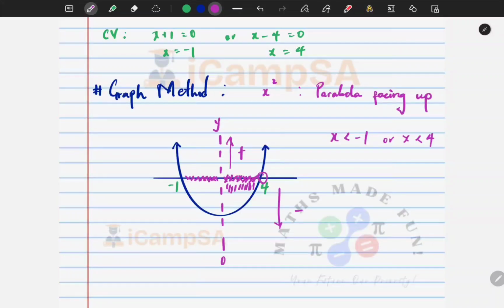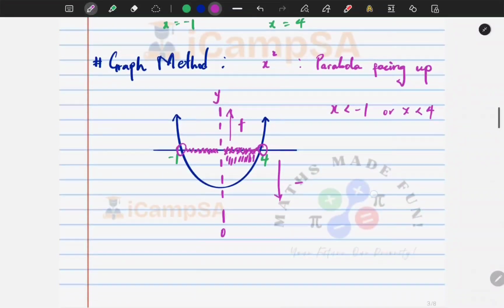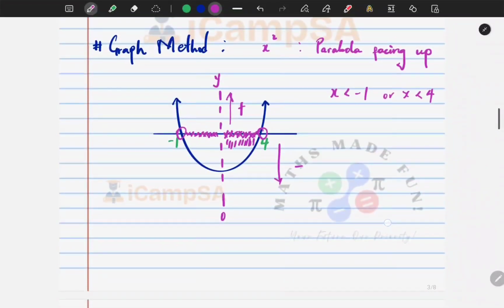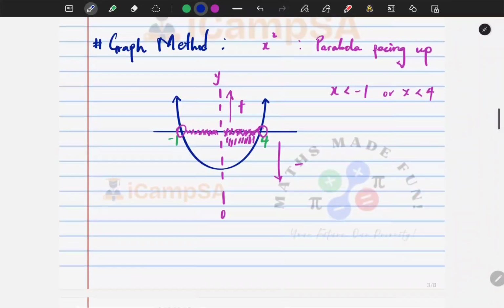We'll just make this with a round to show that it's not included, and the other one is not included either. So how we are going to represent our solution: x is all the numbers that are less than 4 and all the numbers that are greater than -1. So this is how you are going to write it: -1 < x < 4, all the numbers that are greater than -1 but less than 4.